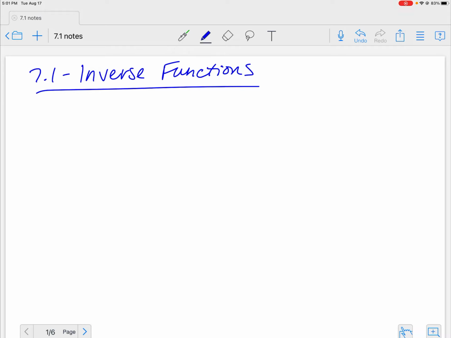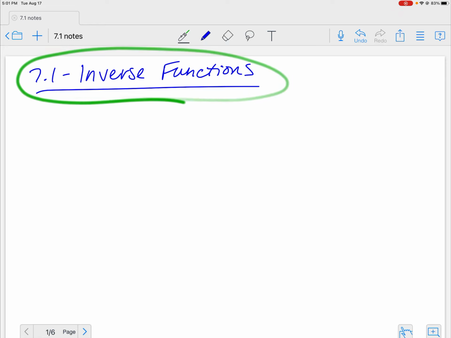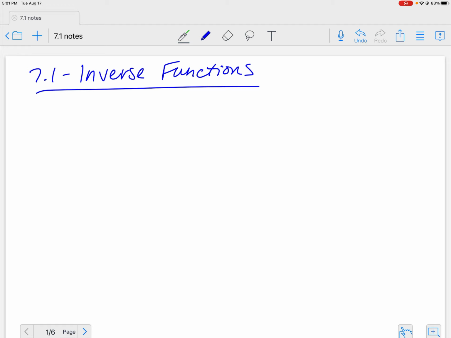Oh my goodness, you guys, I am so excited to start our Calc 2 journey together. So the first thing we get to look at is in section 7.1, inverse functions.